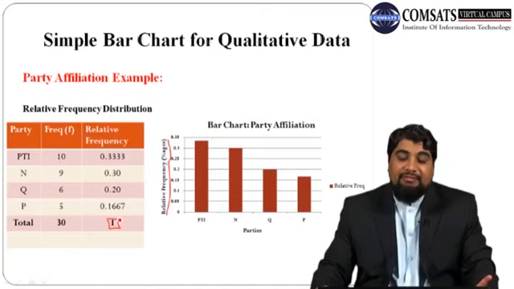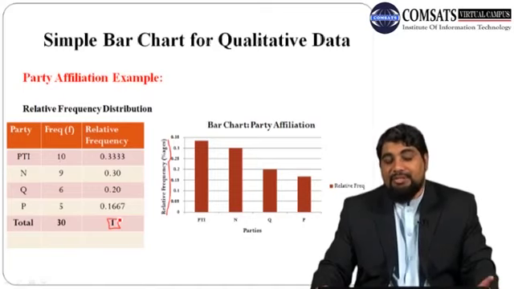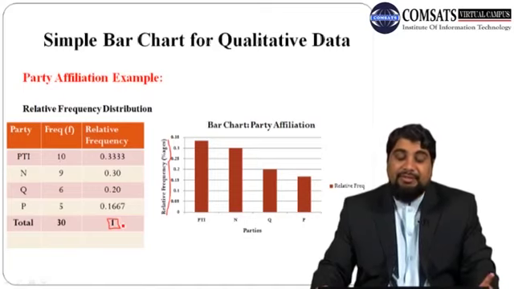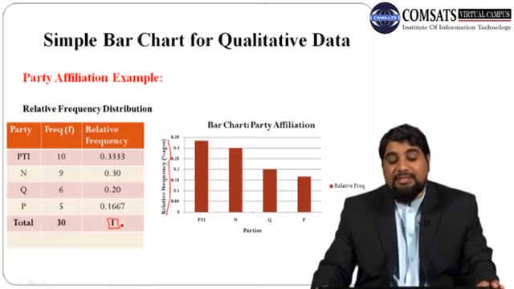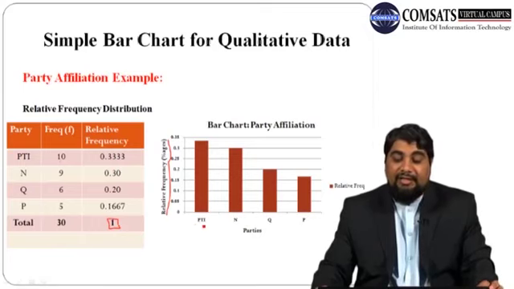So remember that the sum of all the relative frequencies must be equal to 1. If it is different from 1, it means you made some type of mistake. So this is very important to note, that the sum of all relative frequencies must be 100% or it should be equal to 1. So now again take parties along the x-axis and take their relative frequencies along the y-axis.